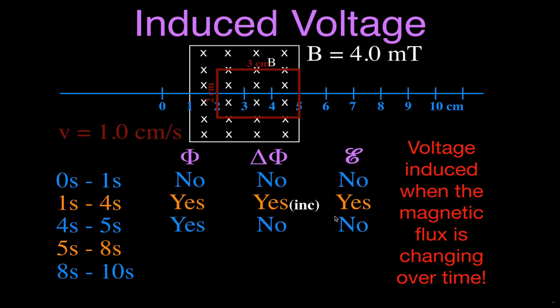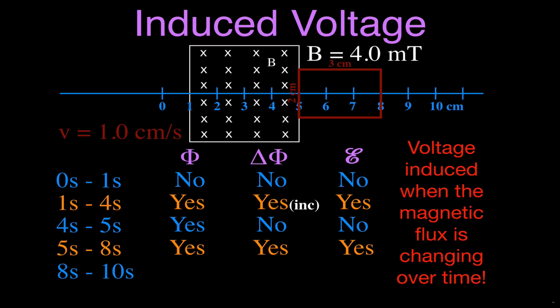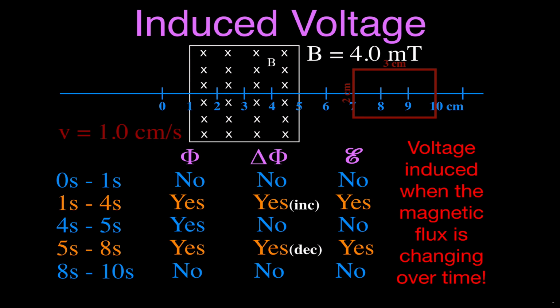Now we move it out of the magnetic field. Now there's a change, because there was flux. It went from some value back to 0, and because it changed, there was an induced EMF. Now we move it away from the magnetic field, and during that time interval from 8 to 10 seconds, there was no flux. Of course, there could be no change, and therefore there was no induced EMF.